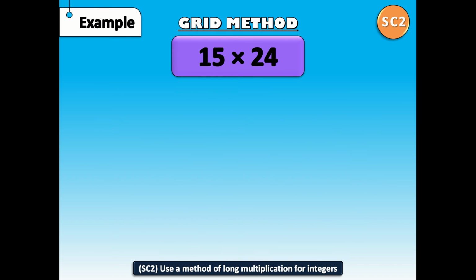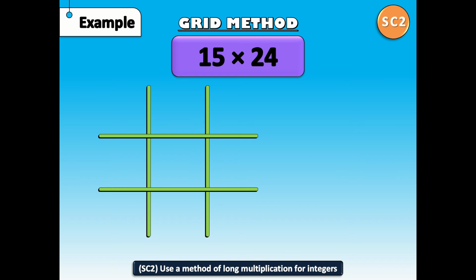We're going to do the same calculation, but this time using the grid method. So we set out a grid like this, with 10 and 5 at the top for 15, and 20 and 4 on the side. And we times each of these numbers together, and then add the results together.